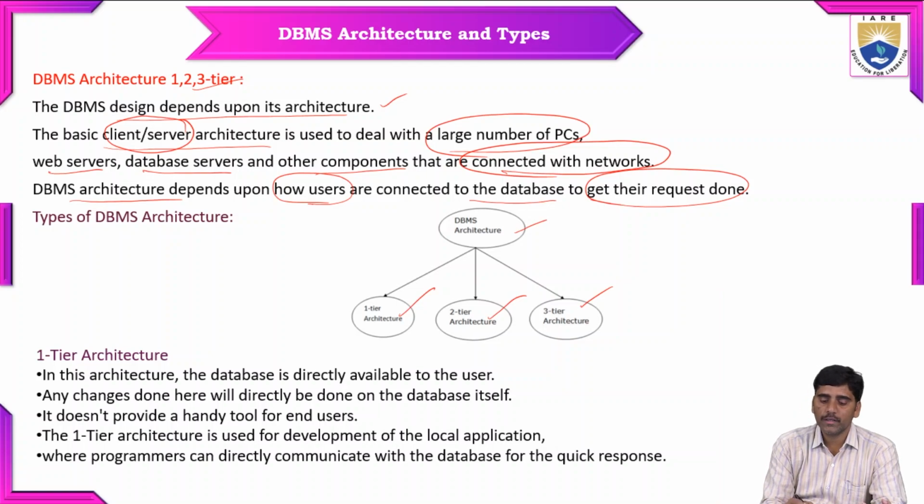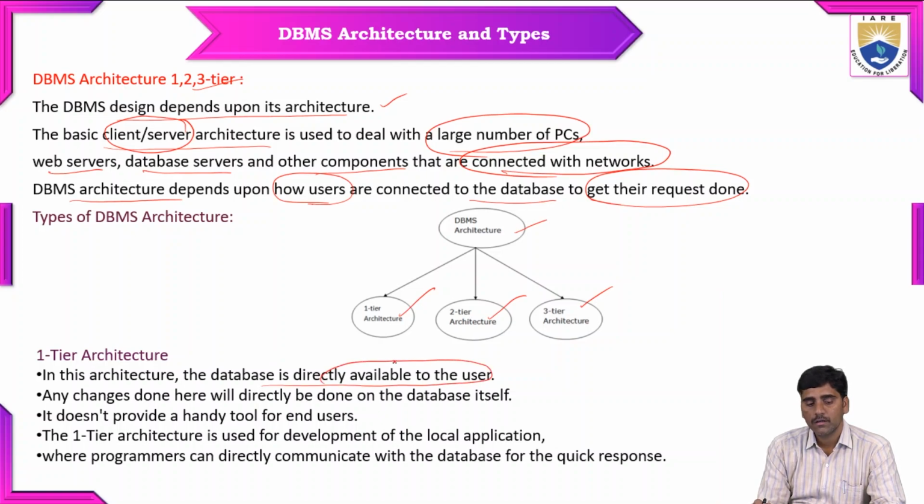One-tier architecture. In this architecture, the database is directly available to the user, which doesn't have any intermediate components. Any changes done here will be done directly on the database itself. It does not provide a handy tool for end users.